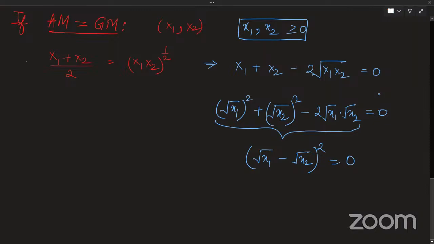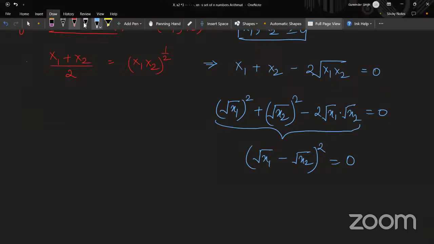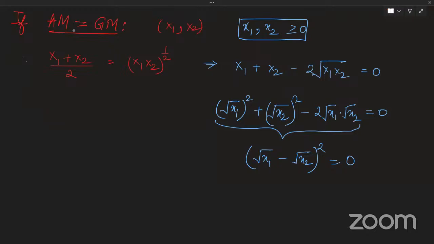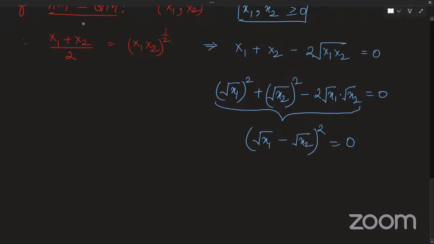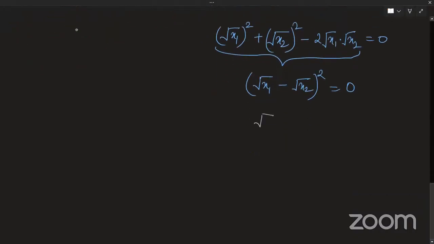So can you tell me when can a square be equal to 0? Can a square ever be negative? Taking any real number, let me assume it to be z. So I'm telling you that z square is equal to 0. What does that bring me? What is the value of z? 0. So basically it is trying to tell that root of x1 minus root of x2 is equal to 0.